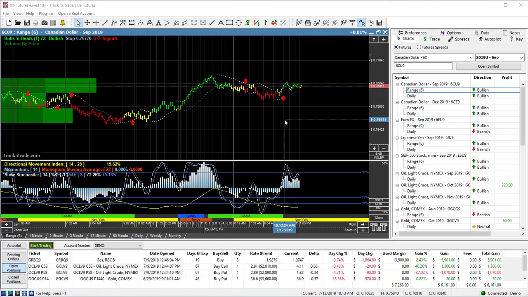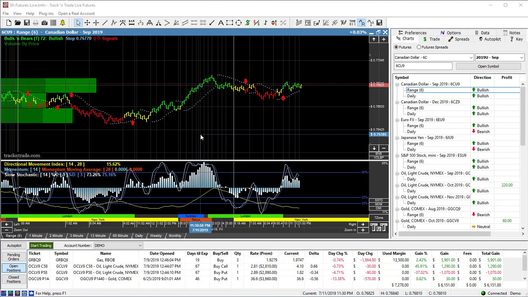Now, we do trade the currencies a little bit differently when we're day trading them. We call it day trading because it's down on a very small time frame. For example, we're looking at the Canadian dollar and we're on the range bar 6 time frame. But we generally hold them. Once we get into a position, we'll hold them for a longer period of time. We don't generally get out at the end of the day.